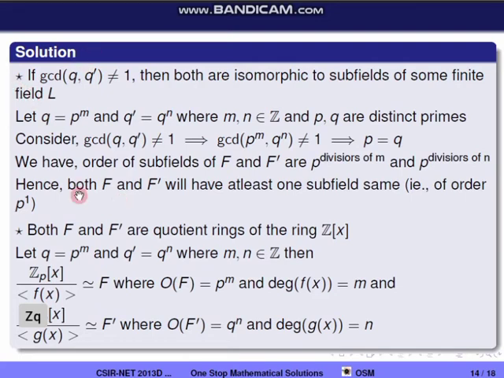Now we will check the fourth option. Both F and F dash are quotient rings of the ring Z[x].